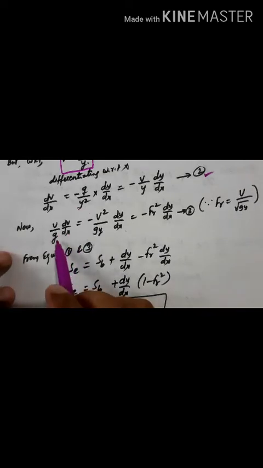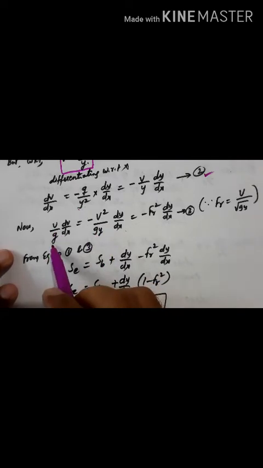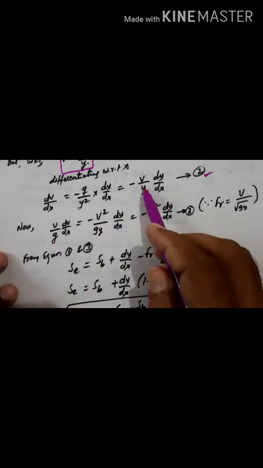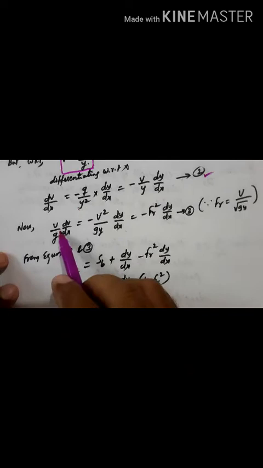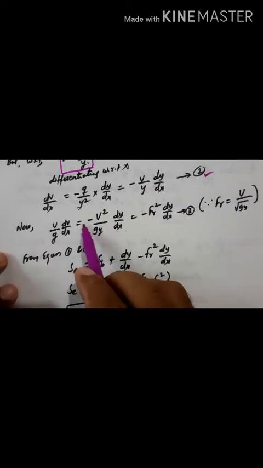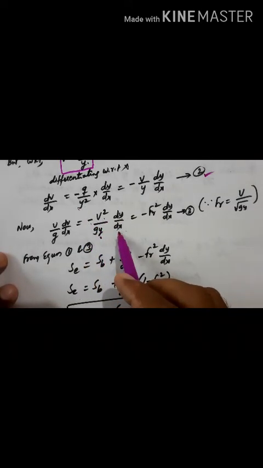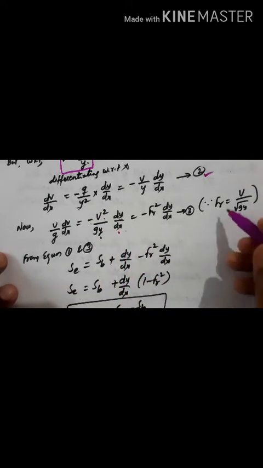Say equation number 2. Then V by g into dV by dx becomes minus V square by gy. This V by g we have already calculated here. V by g is one term, and dV by dx is minus V by y dy by dx. That becomes minus V square by gy into dy by dx. But we know the formula, Froude number.